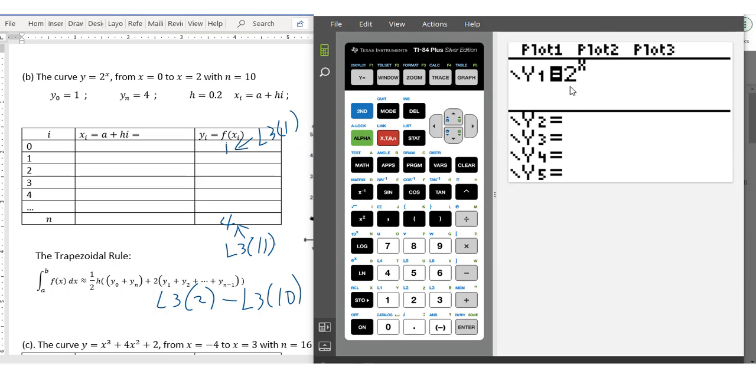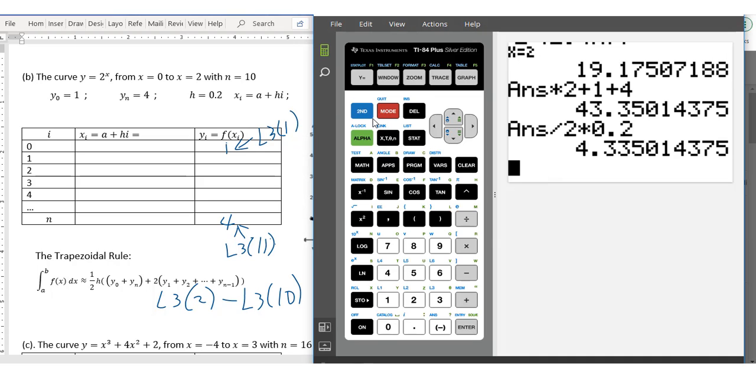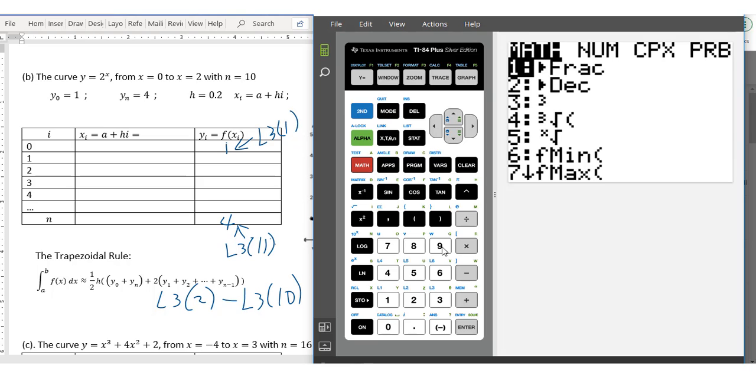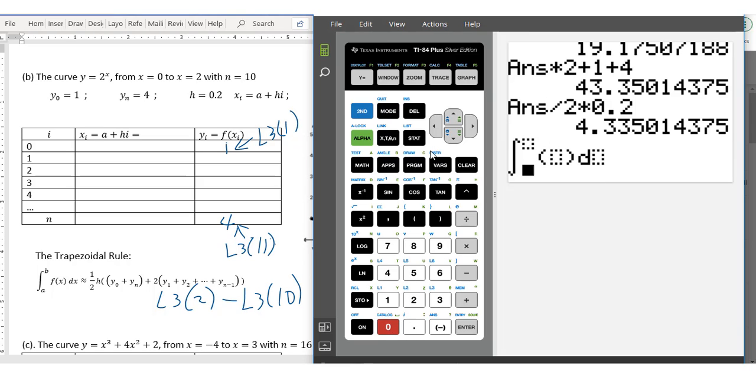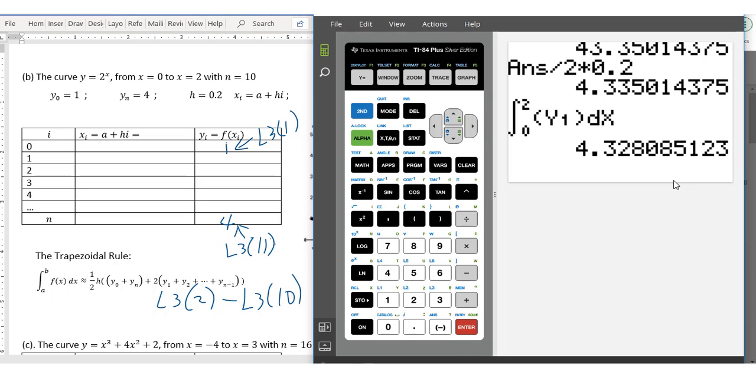Since we already put y1 for 2 to the x power, we can figure out the definite integral by doing math 9 from 0 to 2. Then here I will do the alpha trace y1. Then it will be here is x. Enter. You will get the exact value for this definite integral.